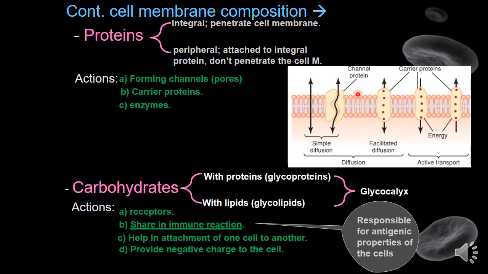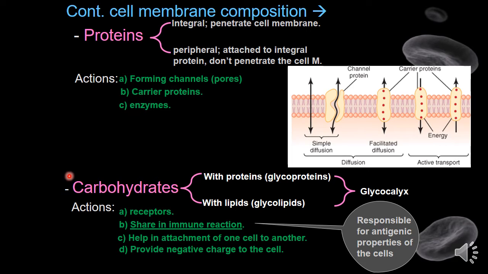What about the actions of protein? Mostly the proteins in the cell membrane act either by forming a channel, this is a channel, or by forming a carrier protein, this is a carrier protein, or as enzymes here or there. And these enzymes perform certain functions essential to the cell.